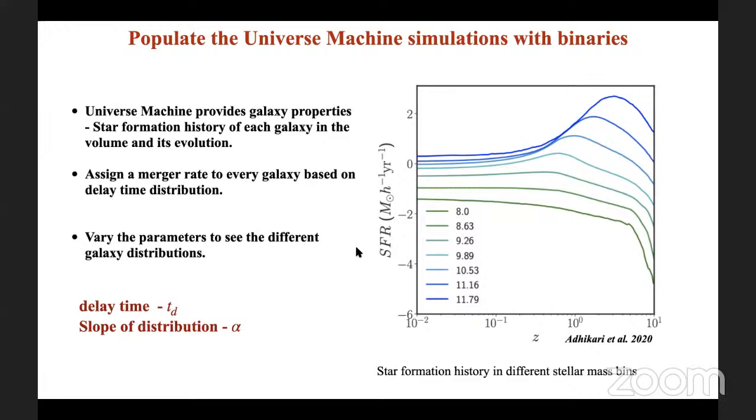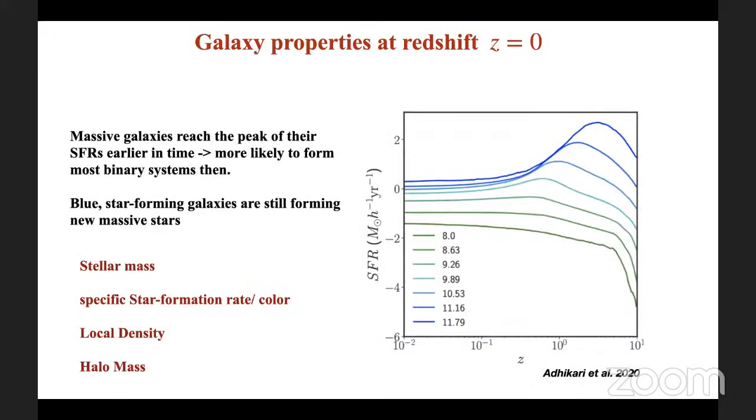What you actually see is the specific star formation rate, but in any case, lower mass galaxies are still forming most of their stars today. They have not yet reached the peak of their star formation history, whereas massive stellar mass galaxies have formed their stars earlier, close to redshift 2. So essentially, then we looked at the properties of these different galaxies.